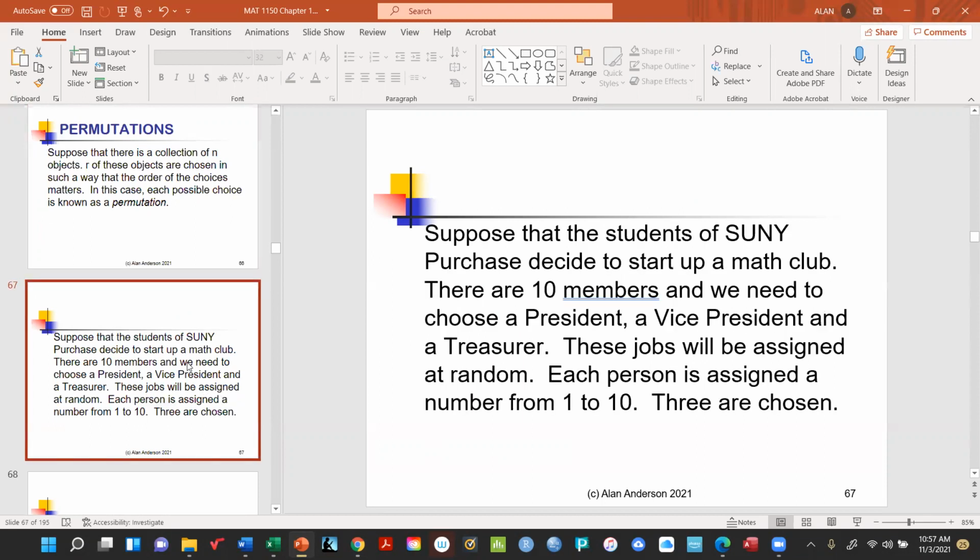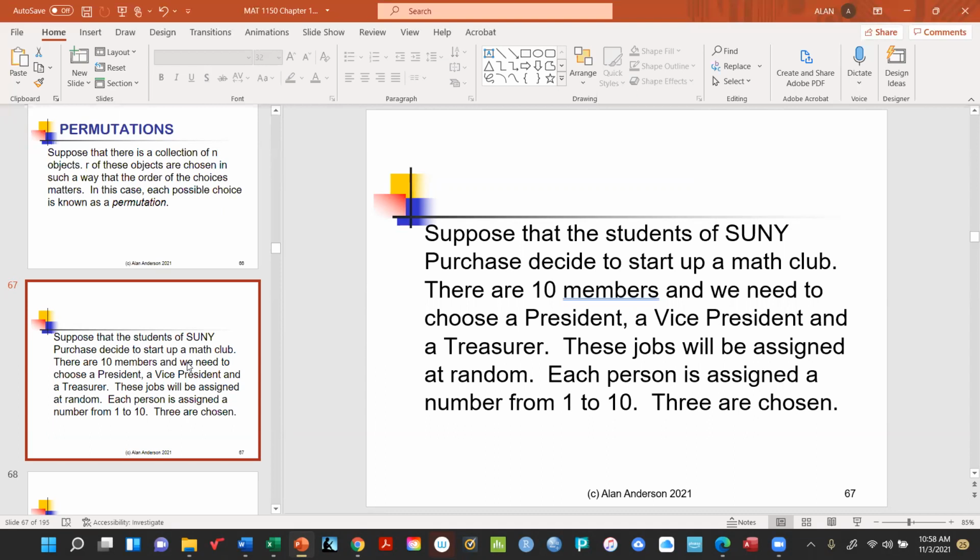Suppose that the students of SUNY Purchase decide to start up a math club. I don't know, maybe there already is one, but let's say they decide to have a math club. There are 10 members, and we need to choose a president, a vice president, and a treasurer. Let's say that the school requires that to have a club. Well, nobody wants to volunteer. Everyone's like, no, I don't want to do it, or I choose somebody else. So we've reached the point where we're desperate, so we're going to randomly choose names and assign them one of these jobs.